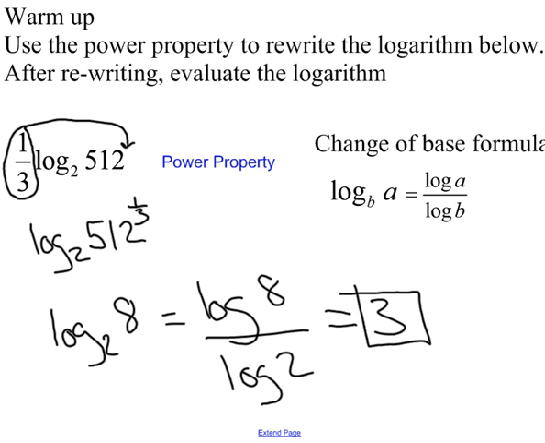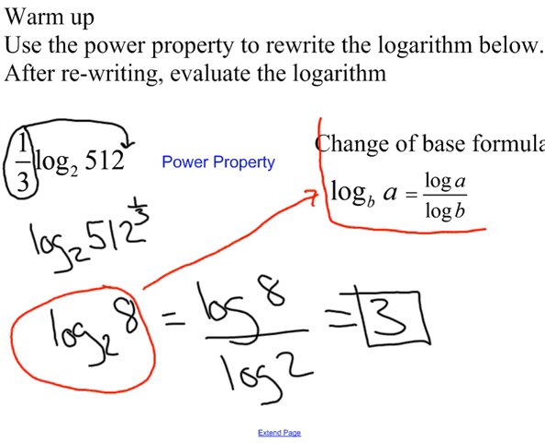Now, if you're wondering why I didn't just put this in the calculator, recall that the calculator only evaluates logarithms in base 10. So that's why I had to use the change of base formula. The change of base formula allows me to take this logarithm and rewrite it like this so that I can evaluate it using the calculator. This is in base 10 and this is in base 10. That's something the calculator can work with.